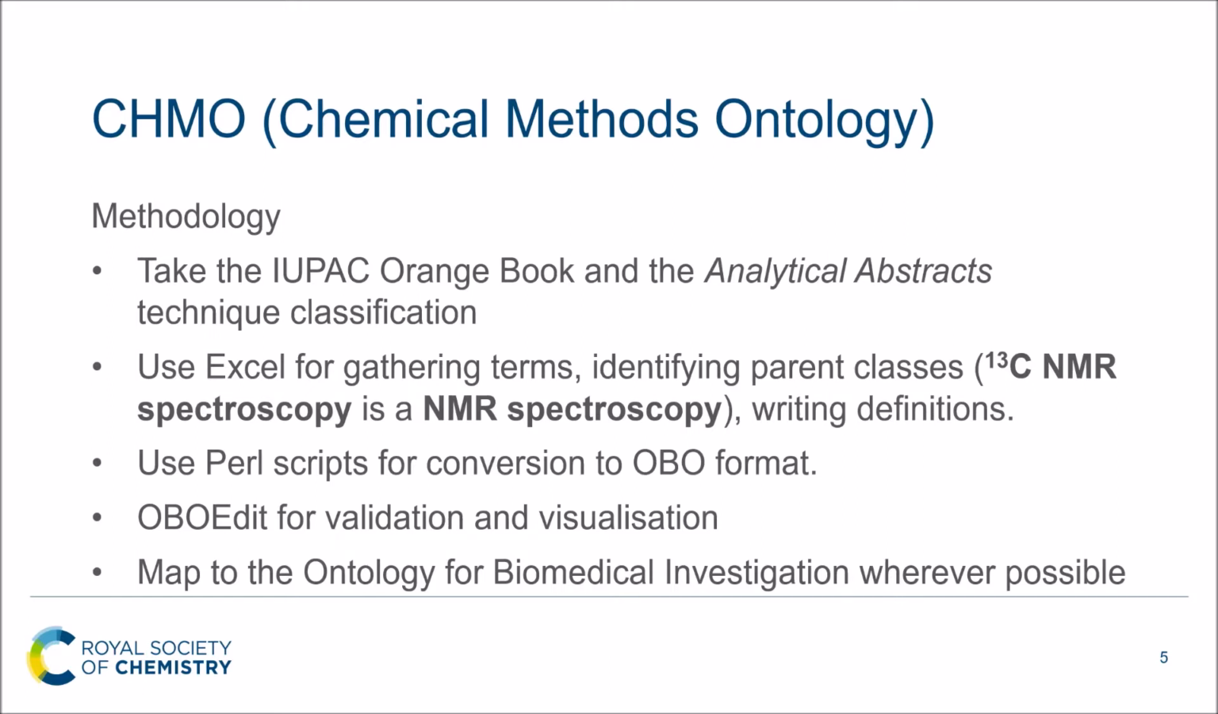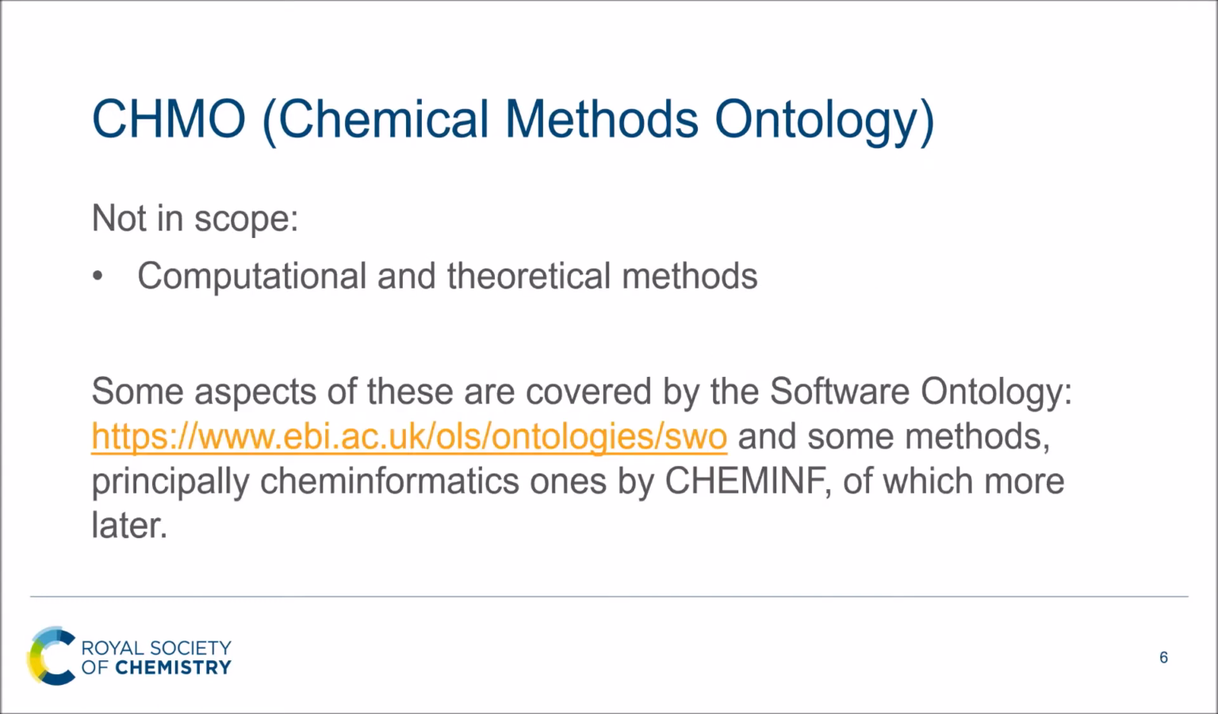We used Perl to convert that to OBO format. I'm sure we would use Python nowadays. And I remember OBOEdit. I rather liked OBOEdit. We're all expected to use Protégé now, which is good too. What's not in scope from this? Computational and theoretical methods, which are to a great extent covered by ChEMINF, but there's also computational methods, which I'm sure we'll hear about elsewhere.